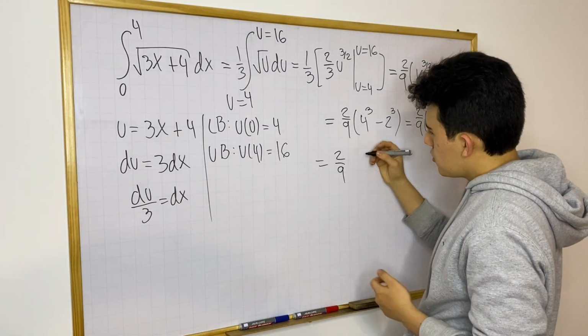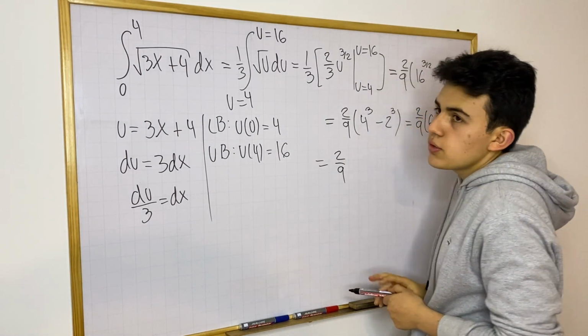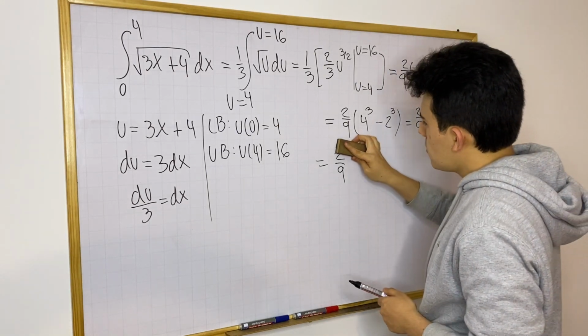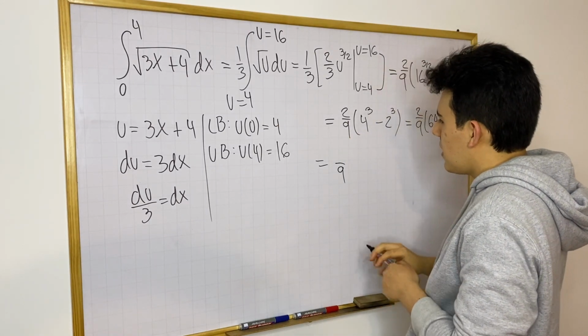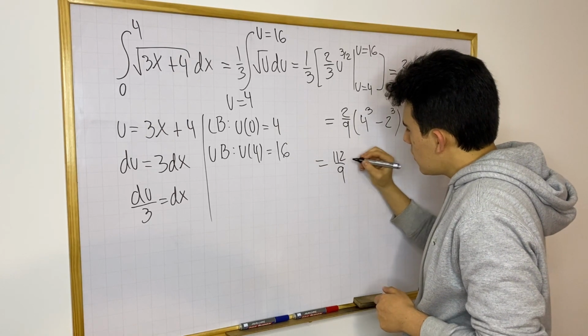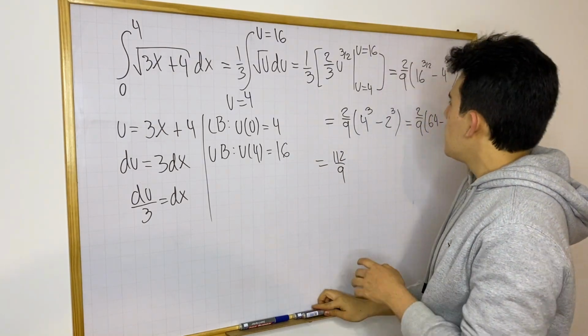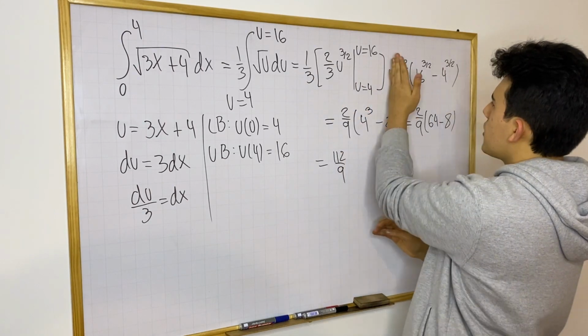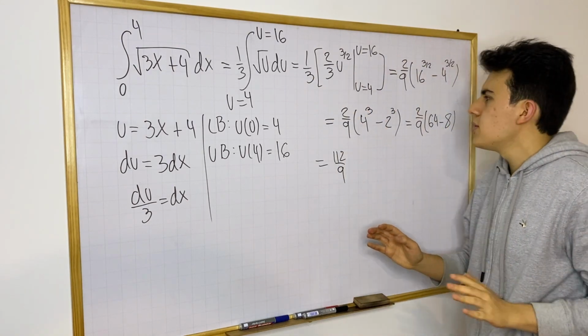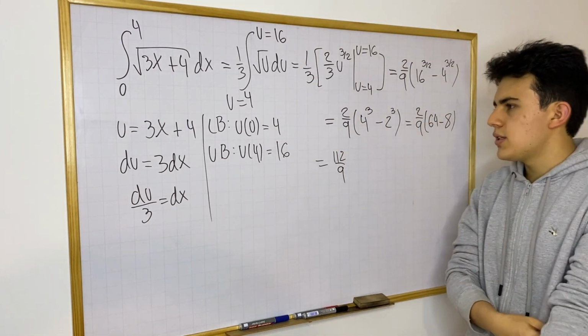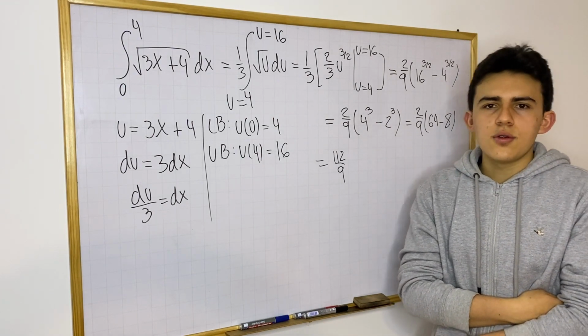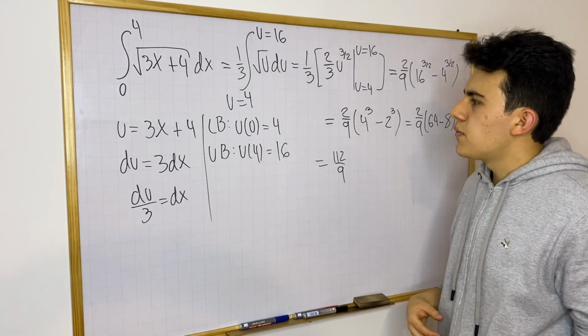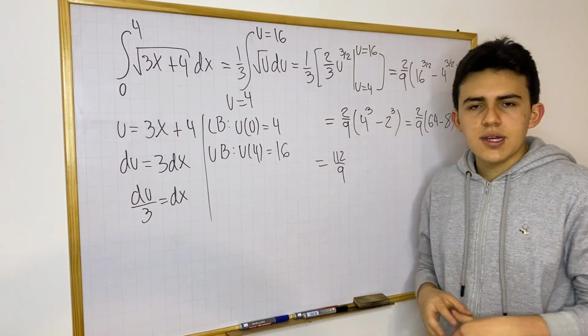So 56 times 2, that's going to be 112. So I'm just going to write 112 divided by 9, okay? So 112 divided by 9, yeah. Everything from here on is just simplification, you know, the algebra and the arithmetic, which is kind of annoying when you're doing calculus and you have to do a lot of arithmetic, but that's how it goes.